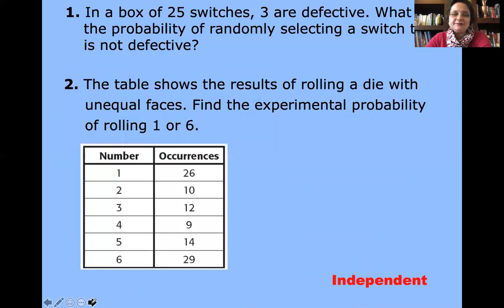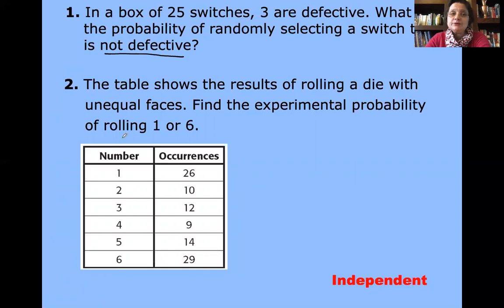Right, and here, this is your independent work. It says, in a box of 25 switches, 3 are defective. What is the probability of randomly selecting a switch that is not defective? Again, you can use both methods that I just explained. You can use the complement method, taking away from 1, or finding out how many of them are not defective.